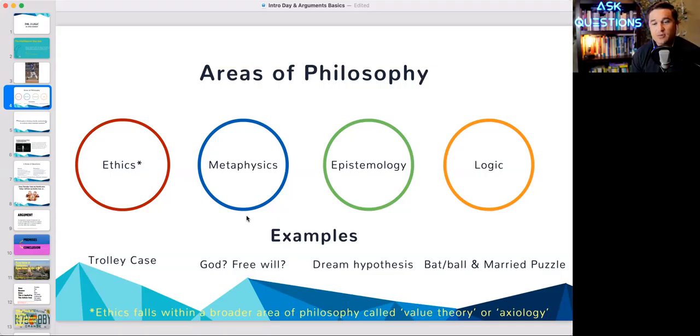And two very important questions in metaphysics are, one, does the thing in question exist? Is it real? Does it have being? So does God exist? That's a metaphysical question. Does free will exist? Metaphysical question. Is God real? Does God have being? Does God exist? Is free will real? Does it exist? This study of being is sometimes called ontology. Ontology, the study of being.